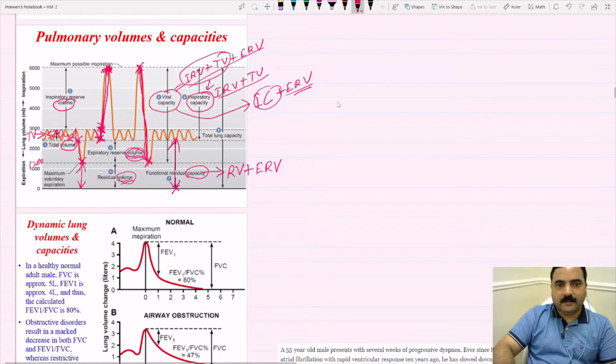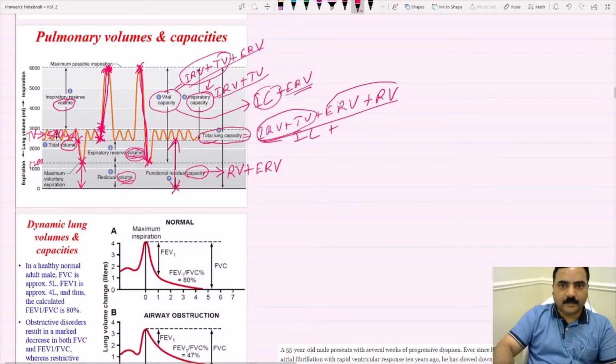So total lung capacity is the sum of all the four volumes together: inspiratory reserve volume plus tidal volume plus expiratory reserve volume plus residual volume. All the four added together is called total lung capacity. Or these two together is called what? Inspiratory capacity. Inspiratory capacity plus expiratory reserve volume plus residual volume is called what? The FRC, functional residual capacity. So the sum of inspiratory capacity plus functional residual capacity is also equal to total lung capacity.